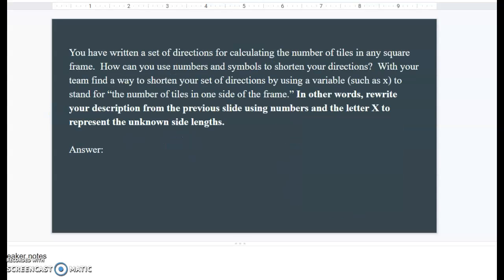You have written a set of directions for calculating the number of tiles in any square frame. How can you use numbers and symbols to shorten your directions? So with your team, find a way to shorten your set of directions by using a variable such as X to stand for the number of tiles in one side of the frame. In other words, rewrite your description from the previous slide using numbers and the letter X to represent the unknown side lengths.